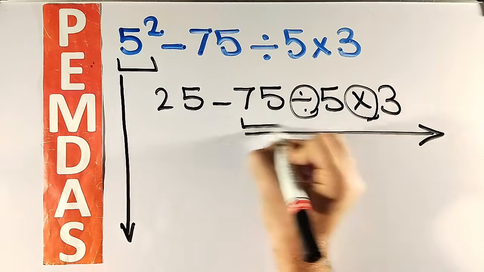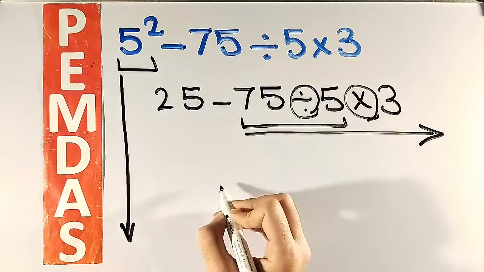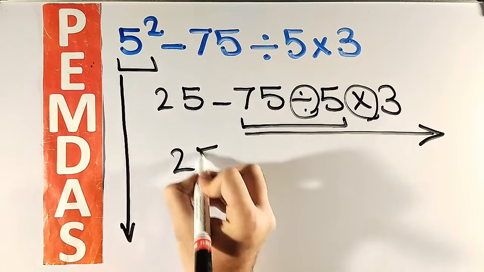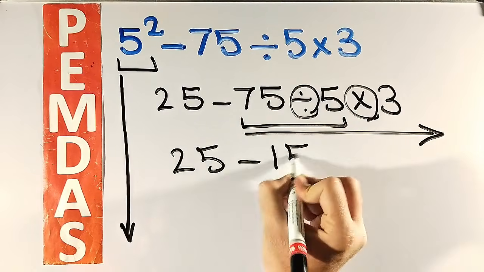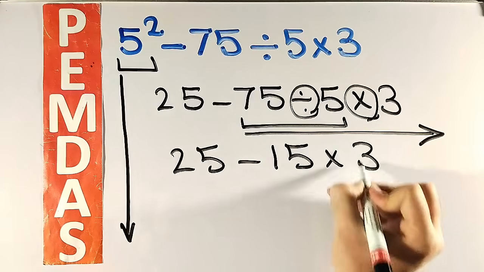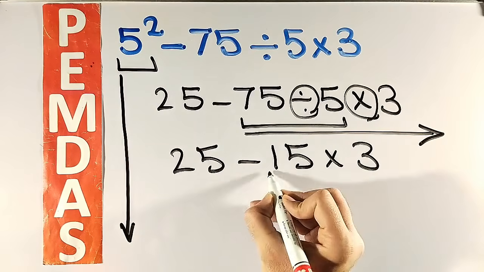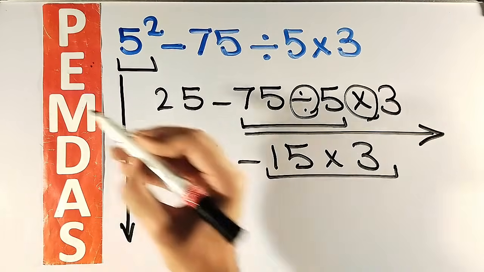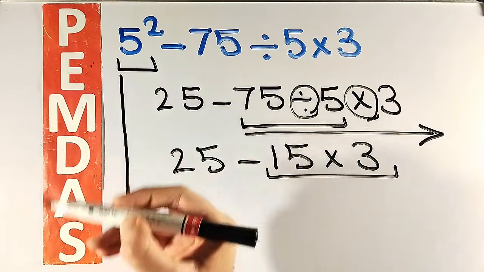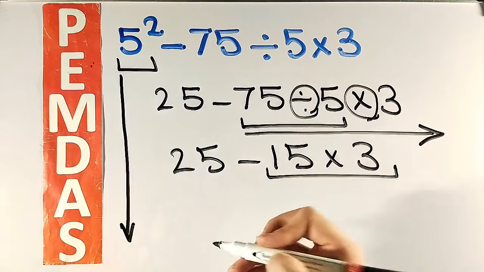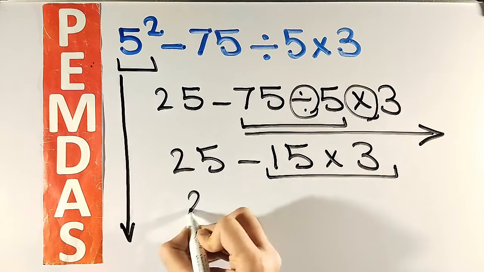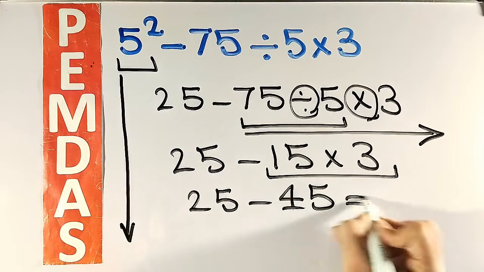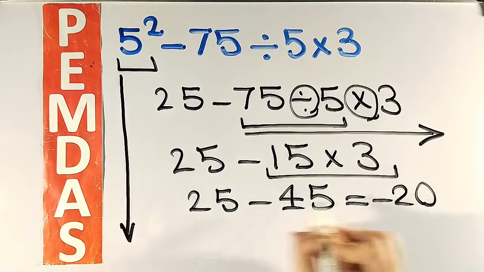So, first we go for the division between 75 and 5. And instead of this expression, we can write 25 minus 15 multiplied by 3. And the final step, we go for the multiplication between 15 and 3, because multiplication has a higher priority than subtraction. So, we rewrite this expression as 25 minus 45, which finally gives us the answer, negative 20.